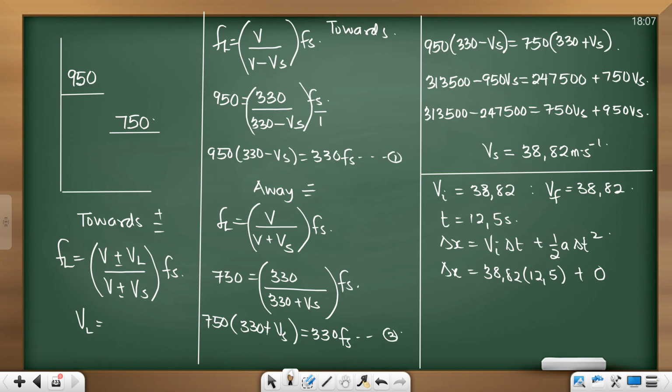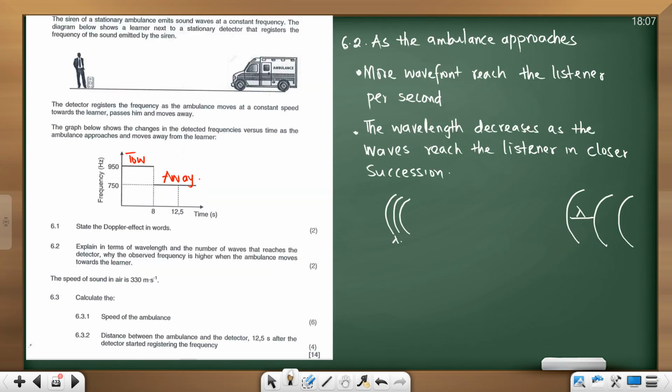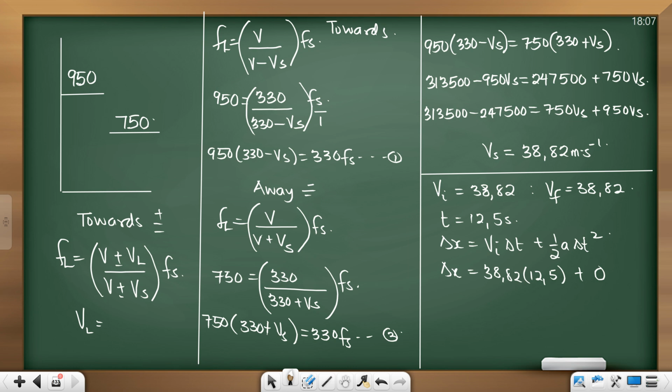Just want to see something quickly on the 12.5. Just want to see if we interpreted well. Calculate the distance between the ambulance and the detector after the detector started registering the frequency. Oh yeah, so it's correct. So moving away, 12.5 seconds. So we calculate the distance. What's your answer? 485.2.